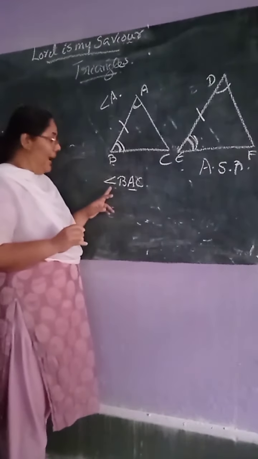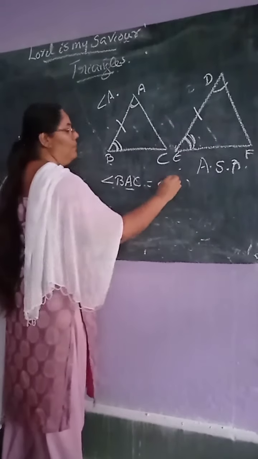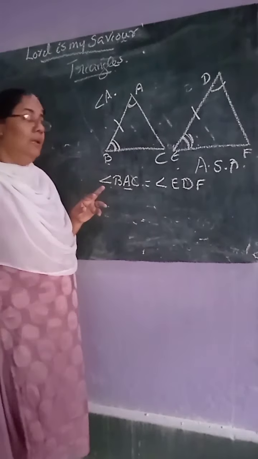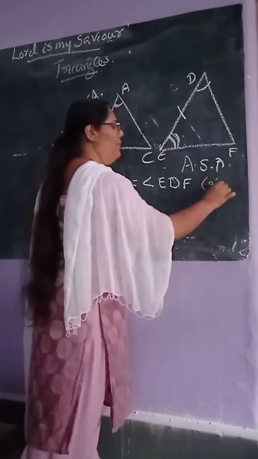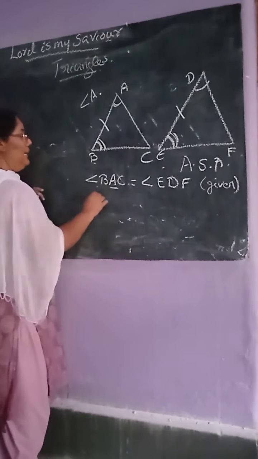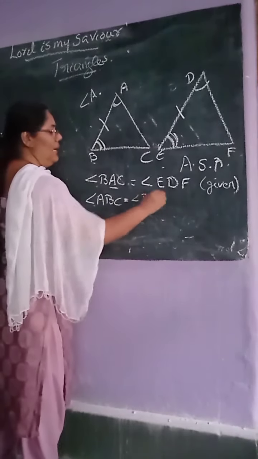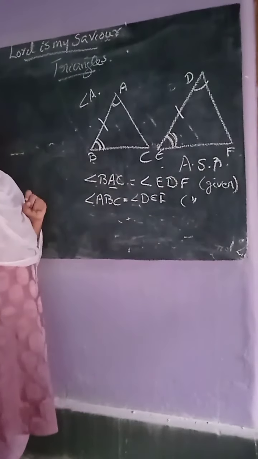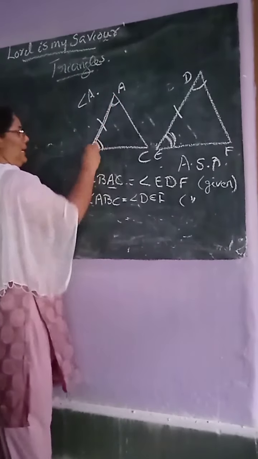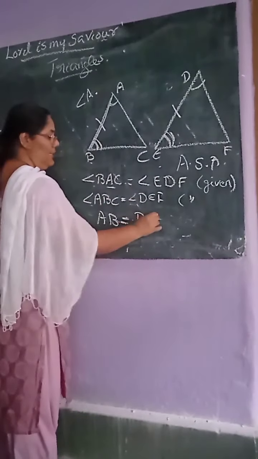Here from the figure, angle BAC is equal to angle EDF. Agree? What's the reason? We can write this as given, from the question itself. What's the next case? Angle ABC is equal to angle DEF. That is also given in the question. Then which is the included side? AB. From the figure, AB is equal to DE.